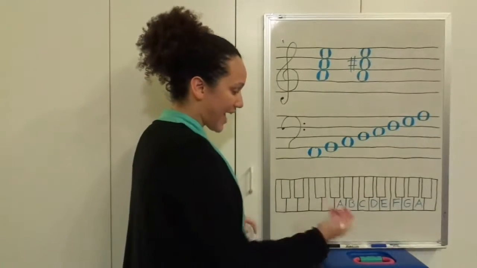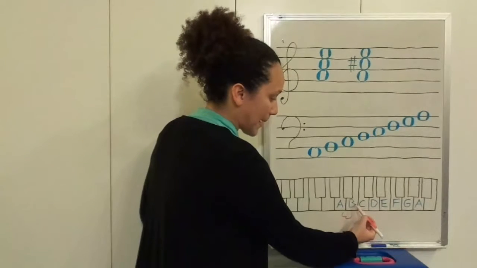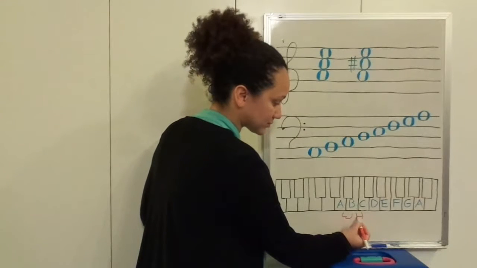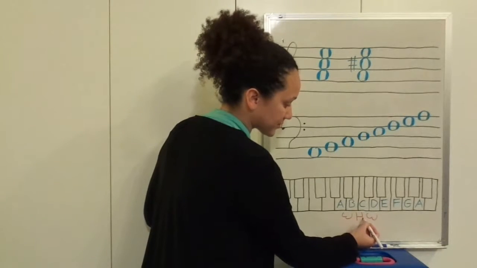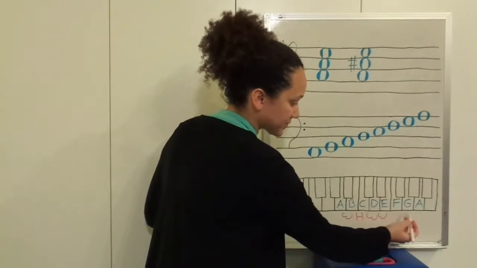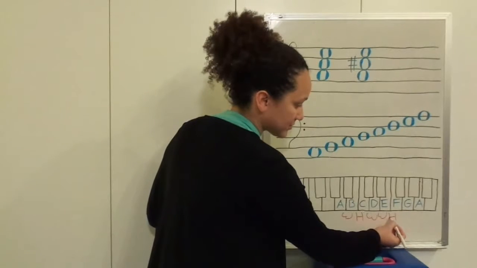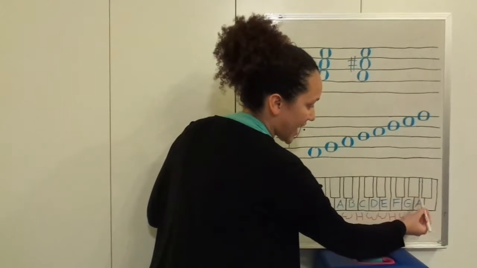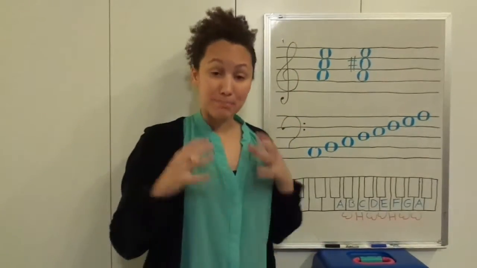I'll give you red. A to B has a note in between, so this is a whole step. B to C has no note in between, so this is a half step. C to D has a note in between, so this is a whole step. D to E, note in between, so this is a whole step. E to F, no note in between, so this is a half step. F to G, whole step. And G to A, whole step. So now we have our minor pattern.